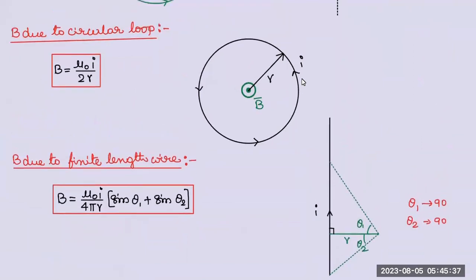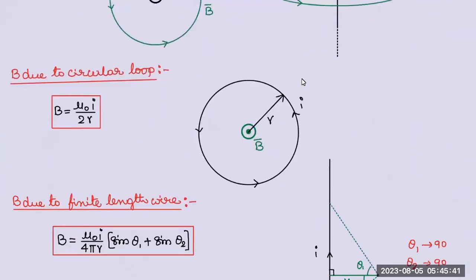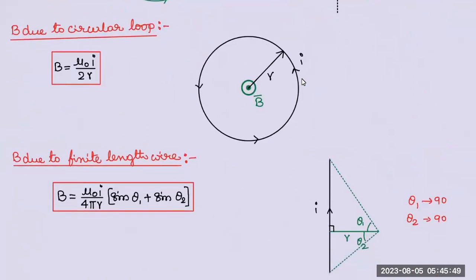Sir, I have a doubt. This is an infinite long wire. No problem. Finite long wire. So that means part of an infinite long wire. What is the meaning of finite long wire? You're saying part of an infinite long wire. Okay, good. Now part of a circular loop.